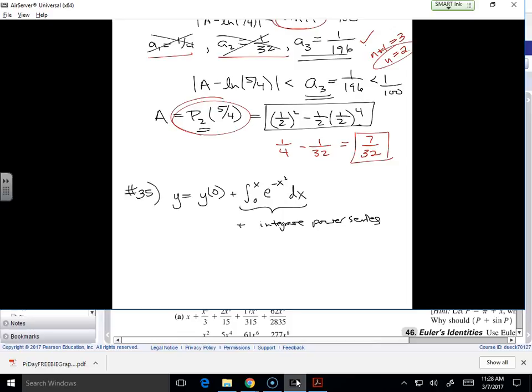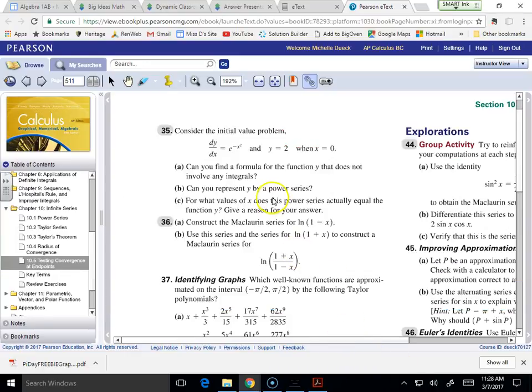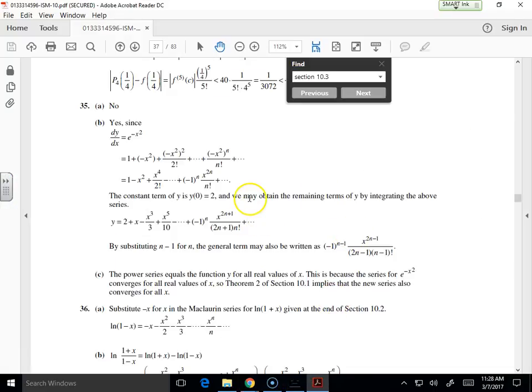And we're going to add y of 0 is 2. And when we think through that process, we would need to find e to the first. Then we would need to integrate, starting with 2 plus, then we would integrate each of these term by term, which they did, term by term by term.